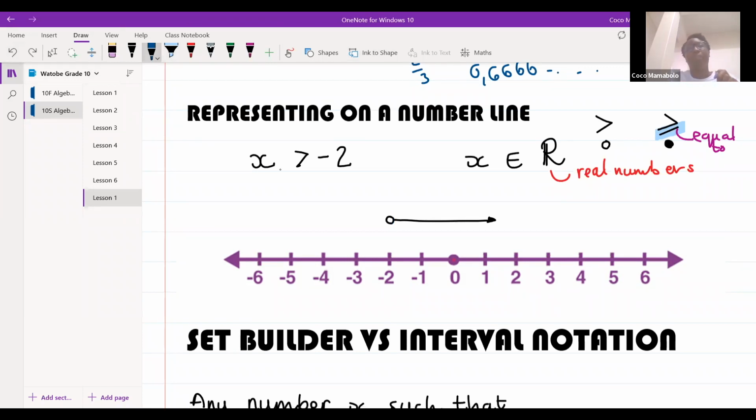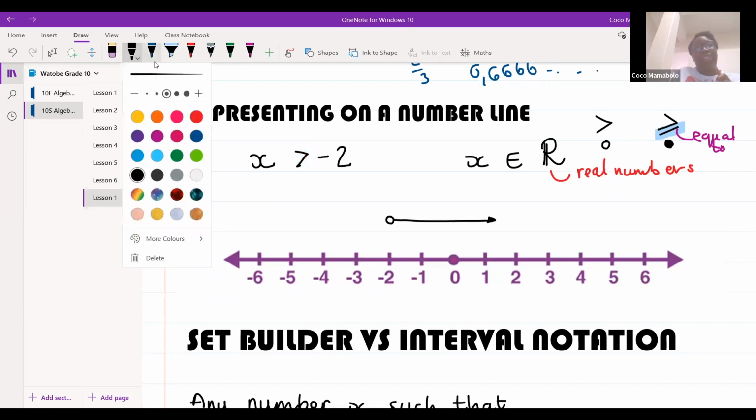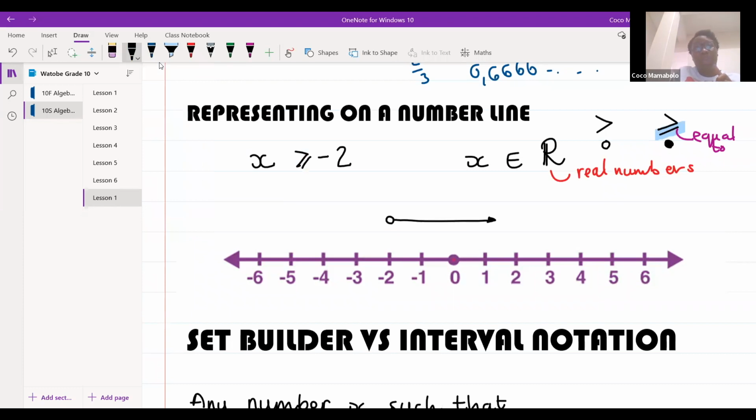Yes, Lusanda. Miss, could you please repeat what you said about the dots? Okay, do you see how this sign over here is just a greater than sign? If it's a greater than sign, I just draw a dot and don't color it in. The second I go greater than or equal to, if I put that extra line there, then I go to my dot and I color it in. Okay, thank you, miss. You're very welcome.